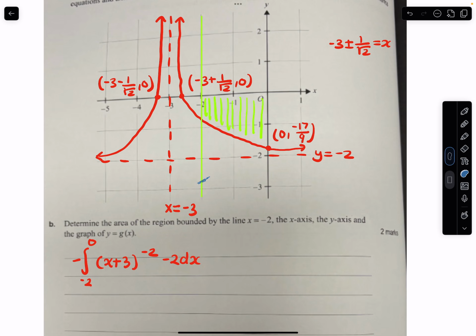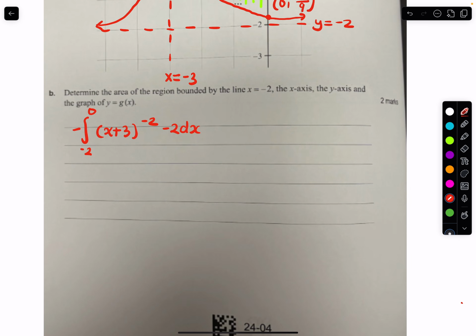And that's it. I don't like this part here, so I'm going to rub that out. Okay, now let's integrate this. So that's going to integrate to what? You remember how to integrate. So it's going to be 1 over, derive the inside, which is 1. Add 1 to this power, which is -1. Rewrite it to the new power, which is -1. Then integrate this one also, which is -2x.